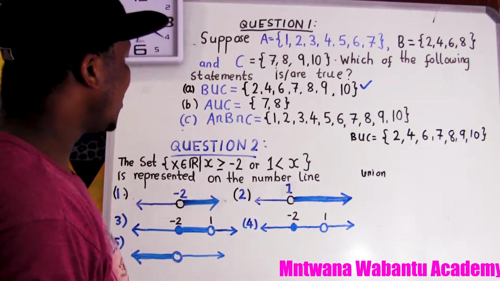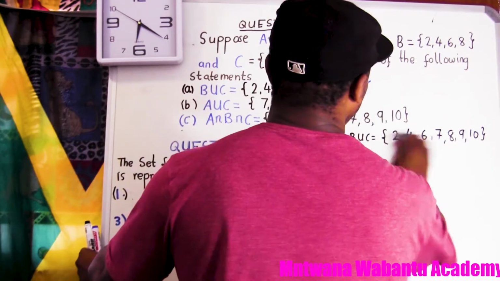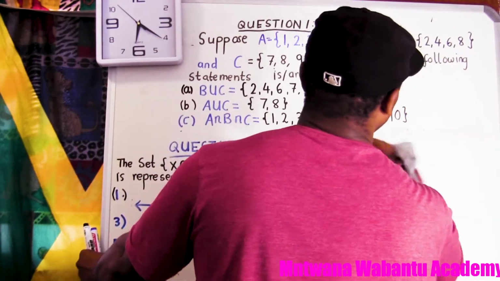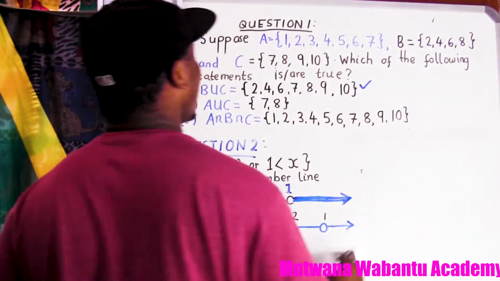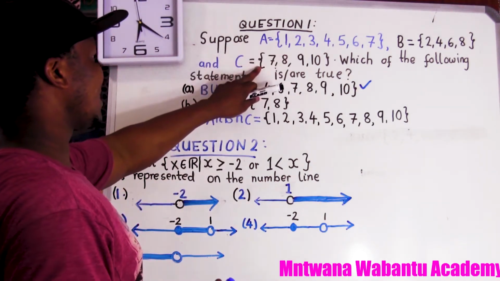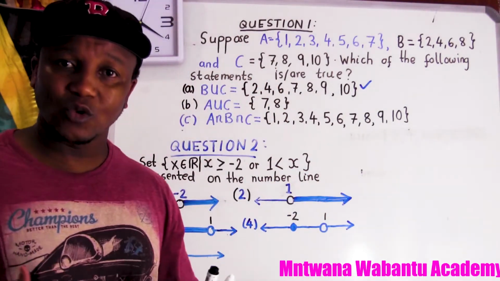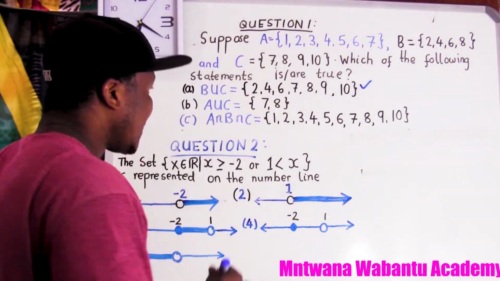Now they say we should check A union C. So now let's go A union C. Let's work it out and see if it's true or not true. Where is A? This is our A. Union C, this is our C, means you have to put them together. So let's work it out and find a solution, and compare with our answer.